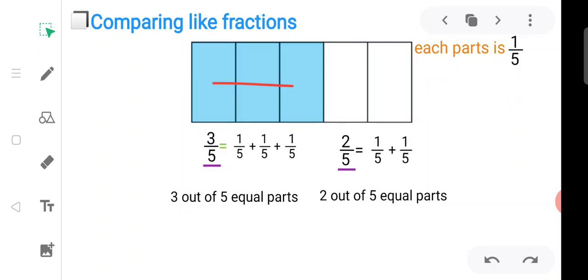So we can say the fraction 3 upon 5 is greater than 2 upon 5. And this is written as 3 upon 5 is greater than 2 upon 5.